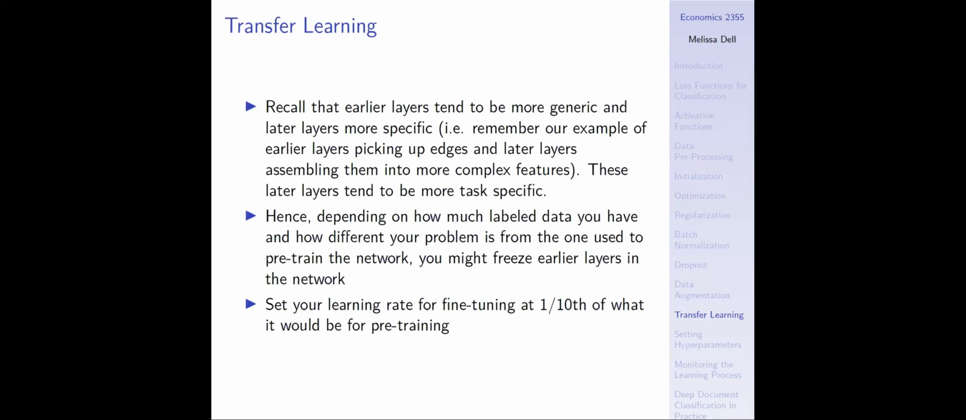Another thing is that you want to set your learning rate lower for fine-tuning than you would if you were pre-training from scratch. A rule of thumb is 1/10 of what it would be for pre-training. The reason is, if you're pre-training from scratch, you're starting from a random initialization, and you're probably not very close to your local minimum. Whereas if you're fine-tuning, somebody's already got this in a reasonable place, and your application is a bit different, but you're probably close to where you want to go, so you want to learn at a slower rate.